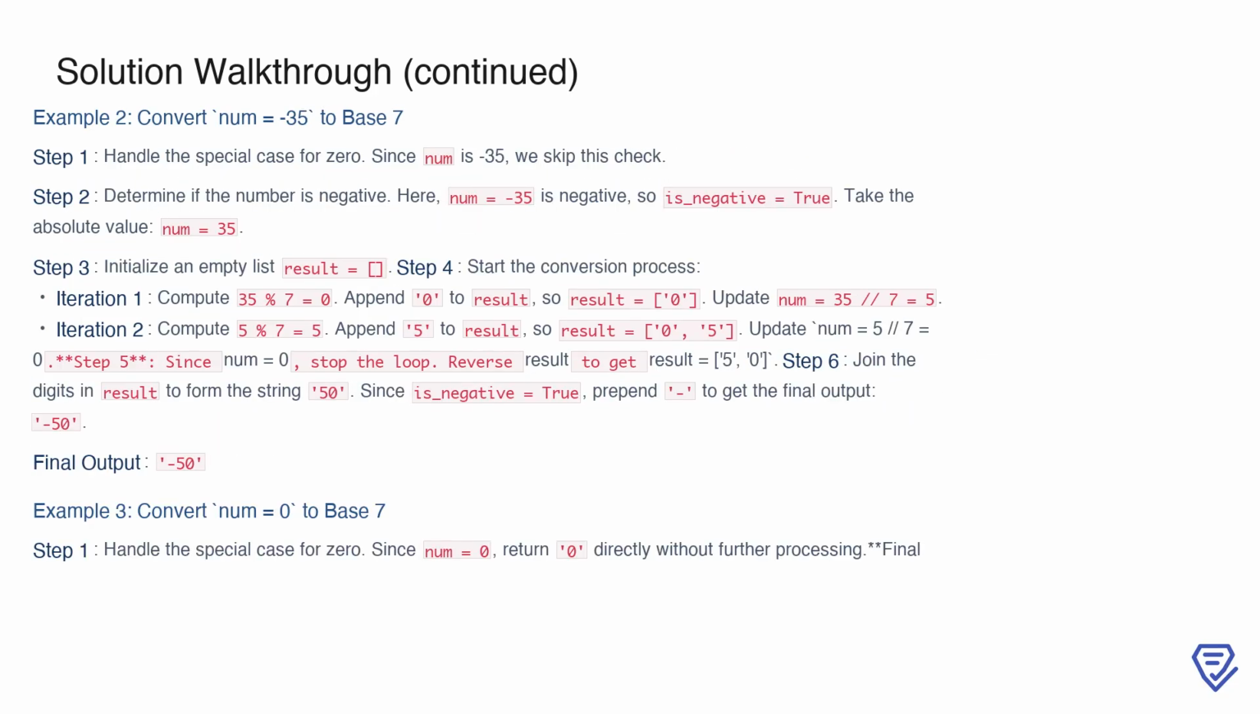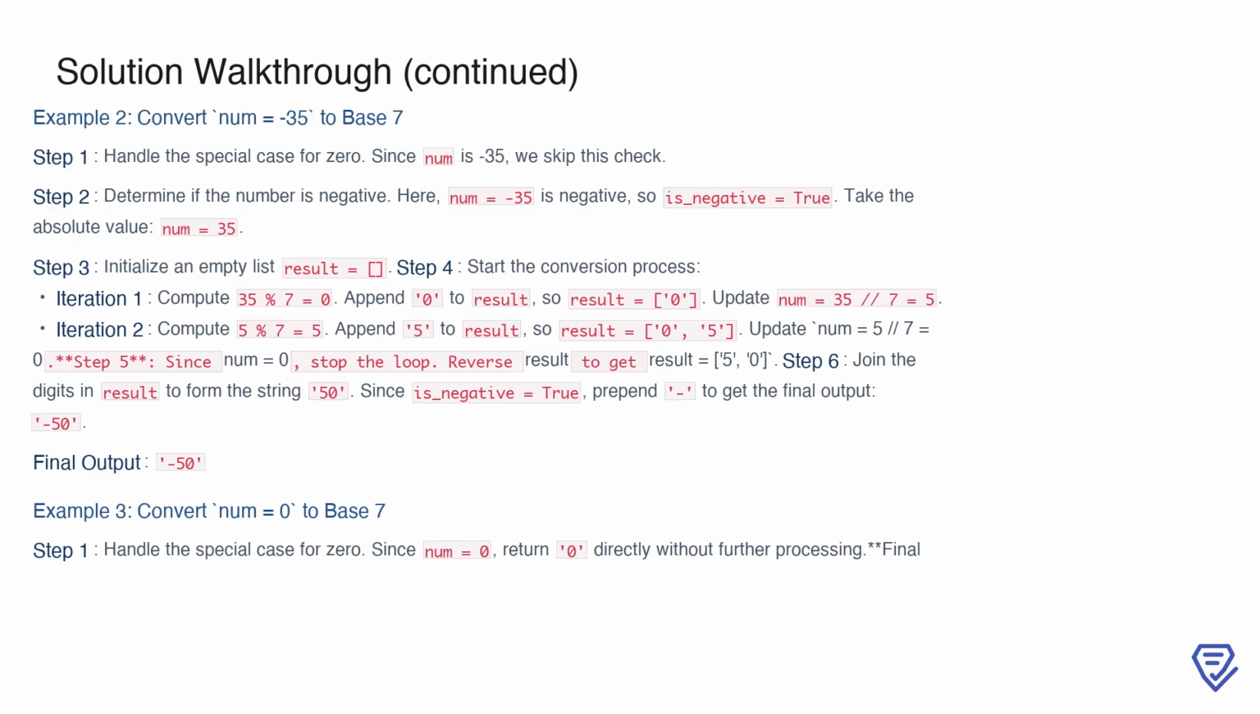Now, let's look at the example of converting -35 into base 7. As always, we first check for the special case where the number is 0. Since the input is -35, we skip this step. Next, we determine whether the number is negative. In this case, it is, so we set is_negative to true and take the absolute value of -35, making number equal to 35. We then initialize an empty list called result.